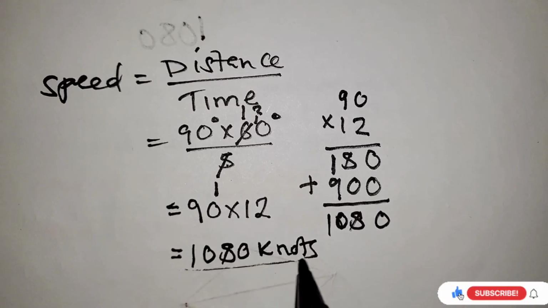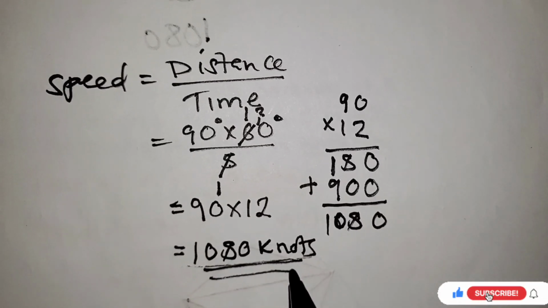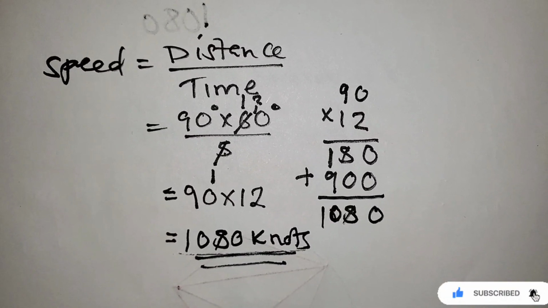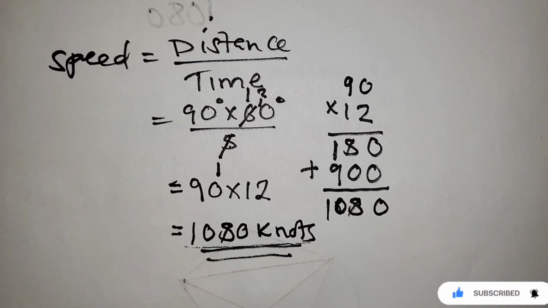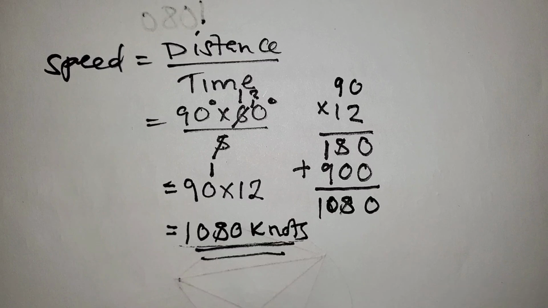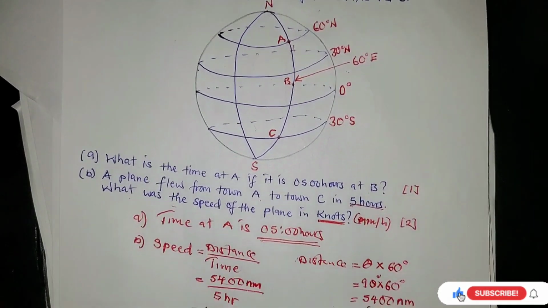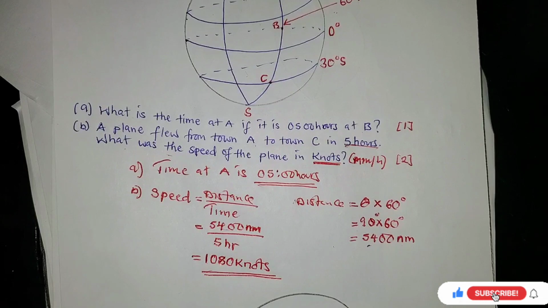Okay, 1080 what? 1080 knots. Okay, which is nautical miles per what? Nautical miles per hour. Okay, that's it. So we are done with question 11. Let's go to the next question.